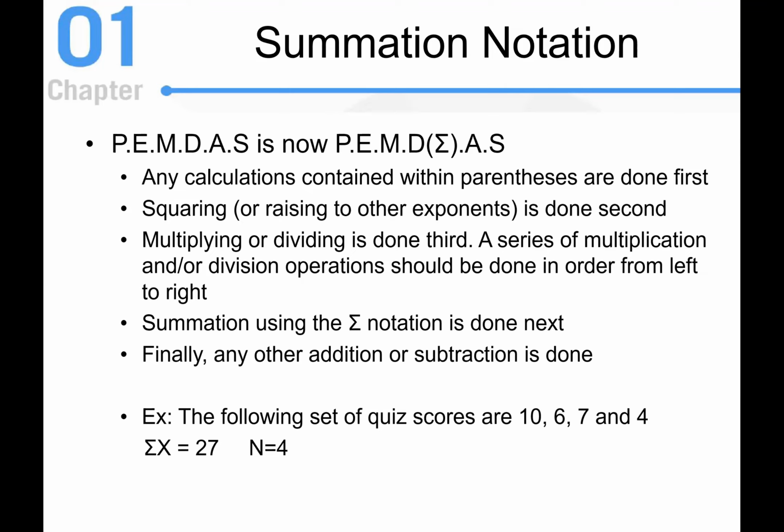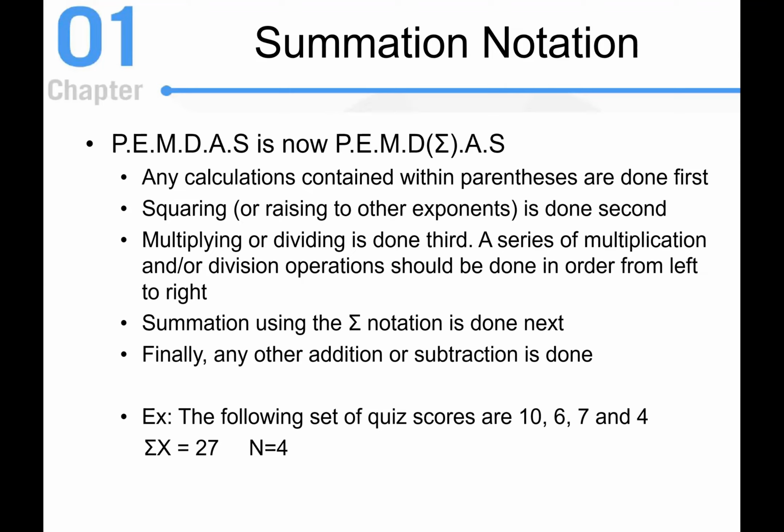So any calculations contained within the parentheses, again, are going to be done first. Then squaring or raising to other exponents, right, is done second. Then the multiplication and division is done third. Again, a series of multiplication and division operations are going to be done from left to right. All right. And then, like I said earlier, we're doing the summation using the sigma notation. That's going to be done next. And then finally, any other addition or subtraction is going to be done.